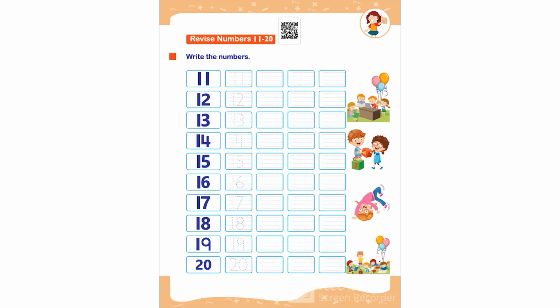In this worksheet the topic is revise numbers 11 to 20. Over here write the numbers. So here the child has to trace the number 11 first, and then they have to write the number 11 in the rest of the three boxes, and they have to follow the same process for all the numbers that are given. So first of all tracing the number 12 and then writing it on their own.